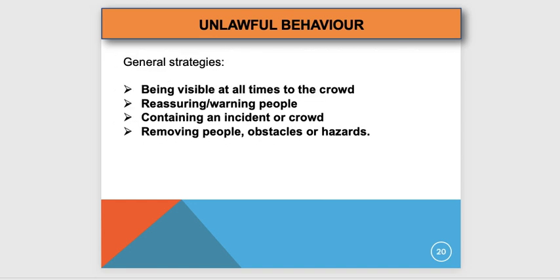Unlawful behaviour, so general strategies again. Remember 1, 2, 3, 4, 5, 6, 7, whatever the numbers are. Be visible at all times. If someone's doing something untoward, you being visible in a high-vis jacket, 9 times out of 10 will maybe stop them, potentially, because I'm being watched. Reassuring, warning people. This is down to warning people. Come mate, you can't do that, stop doing this, stop smoking, whatever it may be. Contain an incident or a crowd. If people are fighting, you want to try and separate people. People that don't want to fight, people that do want to fight. And removing people, obstacles and hazards. There you go. Same as general strategies.